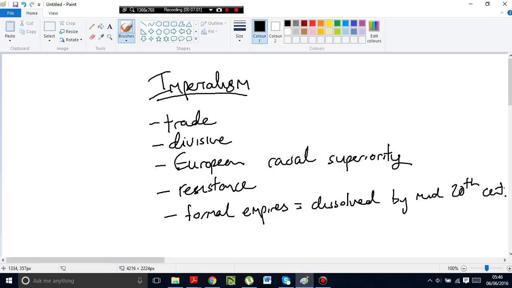But the legacy of imperialism has definitely shaped our world. I mean, we wouldn't be here in New Zealand. White people aren't from this part of the world, are they? If it wasn't for imperialism, if it wasn't for British imperialism.